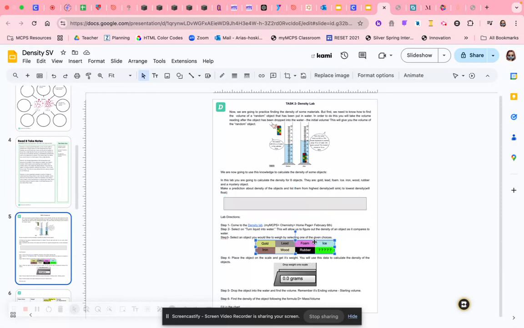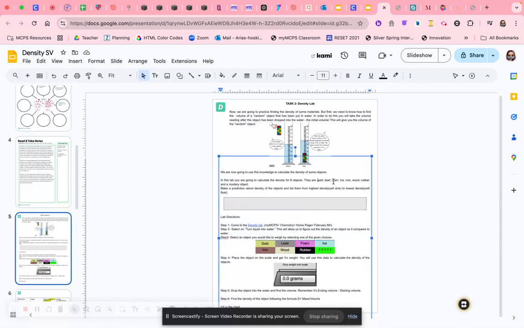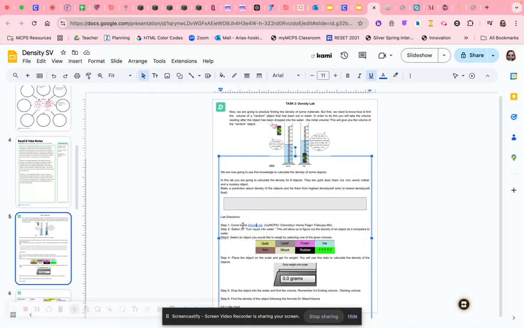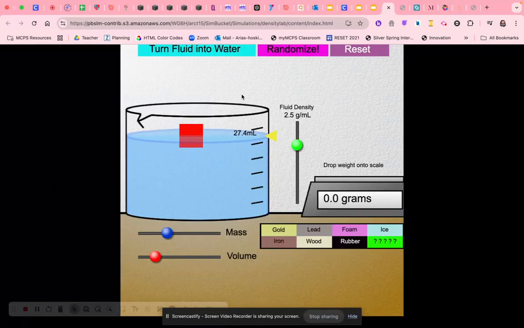So you have all these materials. You're going to use gold, lead, foam, ice, iron, wood, rubber, and the mystery object. So don't forget about the mystery object, because you don't know what it is. But for the other 7 of them, you're going to write them in here. You're going to tell me which one you think has the highest, from the highest to the lowest density. After that, you're going to go to this lab, and you're going to follow the instructions. In the first part in here, it says select and turn liquid into water. Okay, so turn fluid into water. All right, you're going to wait until this arrow stops.